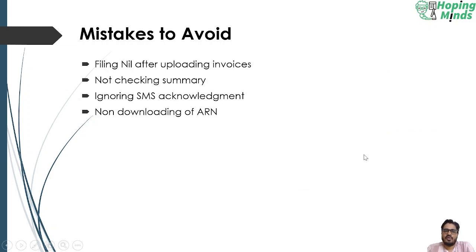So mistakes to avoid. Before filing the nil GSTR-1 return, it must be ensured that during the reporting period, no e-way bill has been generated or no e-invoice has been generated. If these have been generated during the reporting period and we did not report them in the GSTR-1 return, then there will be a mismatch and the department will issue a notice for the mismatch.